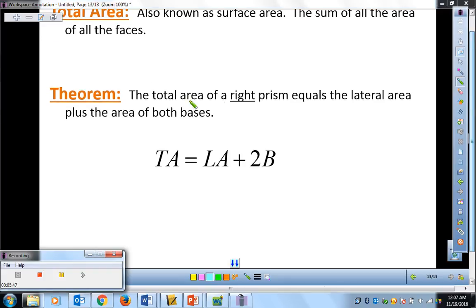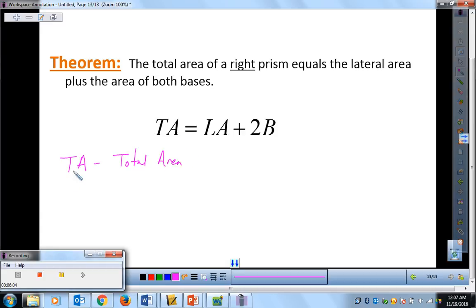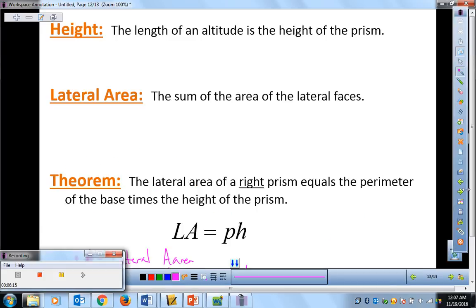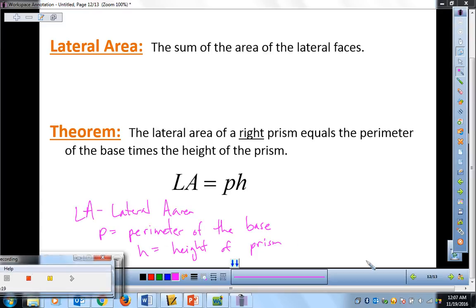We have a theorem that goes along with that. The total area is going to equal the lateral area plus 2 times big B. Big B is the area of the base. So I'll write everything out for you here. So TA, that is the total area. LA is still lateral area. So the same lateral area formula from the previous slide, that's how we find the lateral area. So that's going to be important when we're determining the total area.